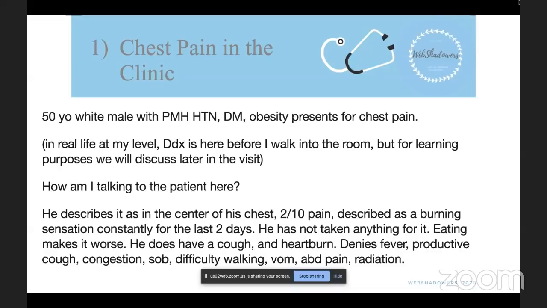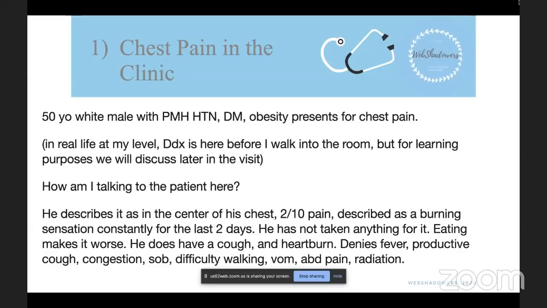So if all of you here were med students or residents, I would ask you, what are your differentials on the spot before you even walked into the room? But we're going to talk about that a little bit later. So how am I talking to the patient here? What's coming up in this next paragraph, they're saying this makes it worse or this makes it better, or they don't have this symptom. These are all questions I'm asking, based off my list of differential diagnoses.